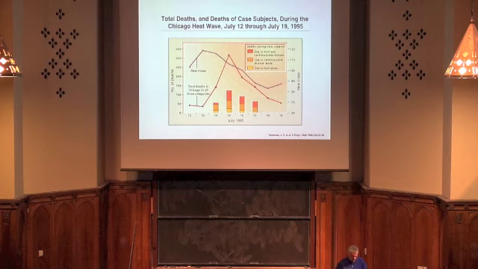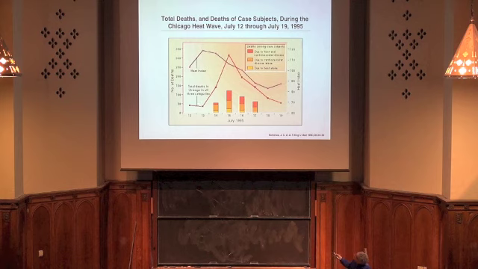And this slide shows the heat index, or the apparent temperature, which is a function of the temperature and relative humidity, and the total deaths on the y-axis from July 12th, 1995 on the x-axis. So here's the period of the heat wave. Here's the heat index that's really going up during the period of the heat wave. Before it was lower, and afterwards it was lower. This is just the period of the heat wave.